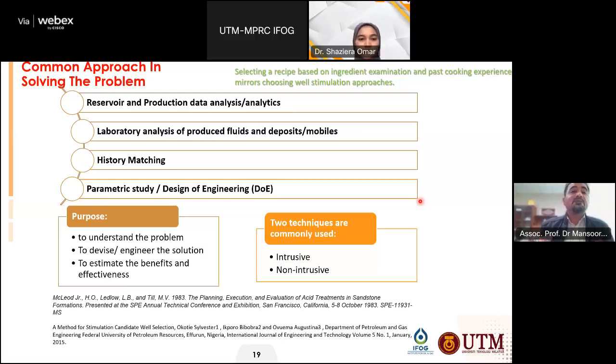And of course, we need to conduct economic analysis in order to know the benefits of conducting this operation. And of course, these techniques can be intrusive and non-intrusive. When we say non-intrusive, it's all about laboratory analysis, fluid analysis, temperature and pressure logging, and also chemical treatment, reservoir simulation and design of experiment. This is all non-intrusive. And for the intrusive ones, we have scale removal, reperforation, and also acid treatment.